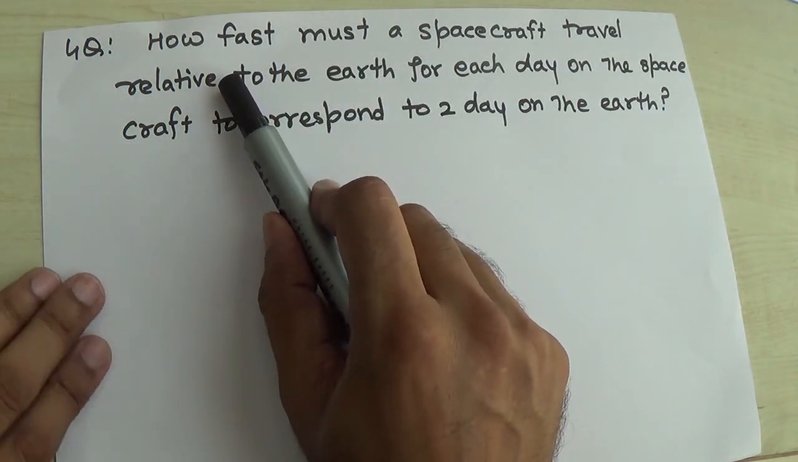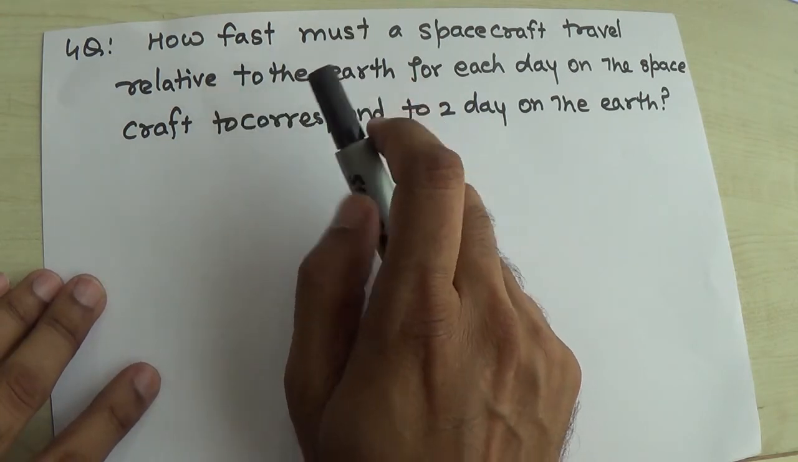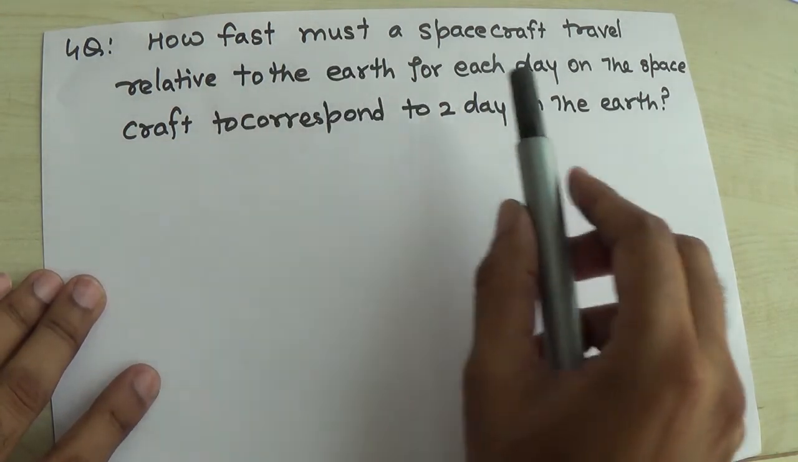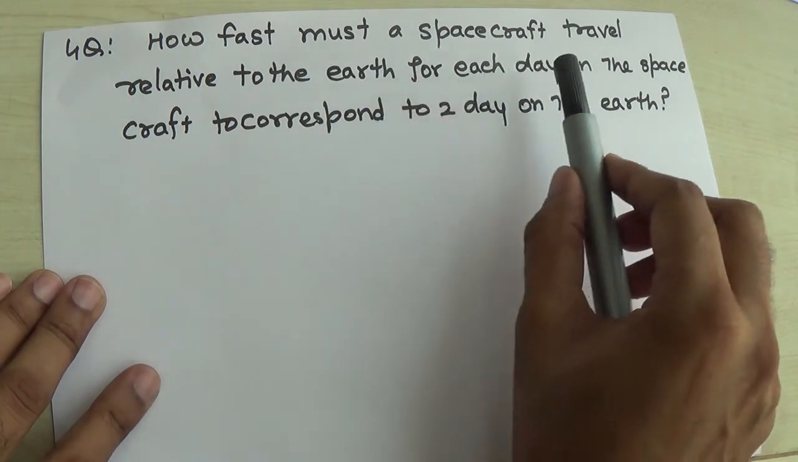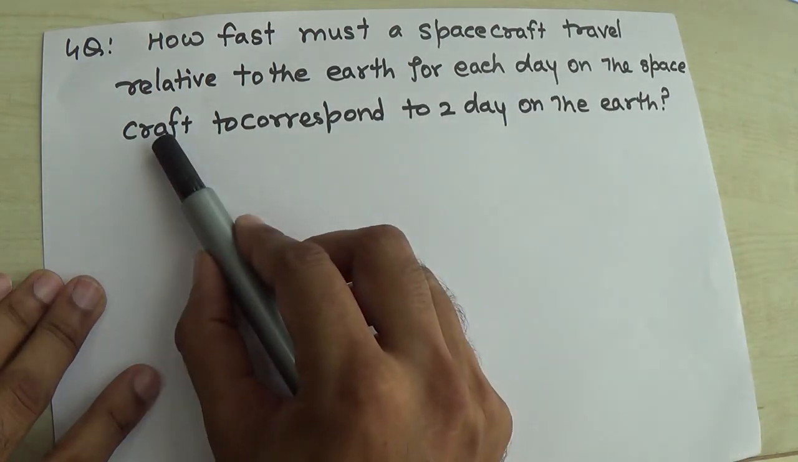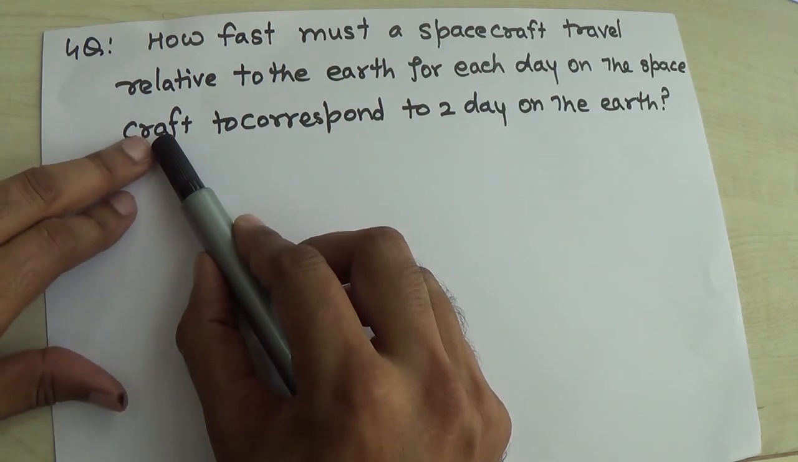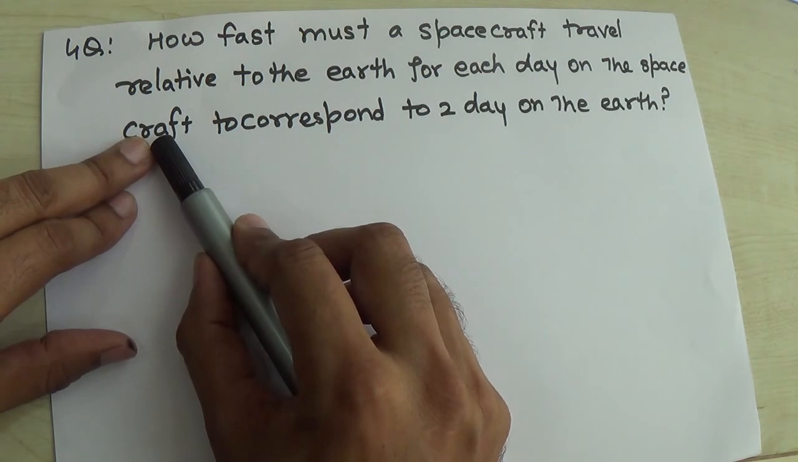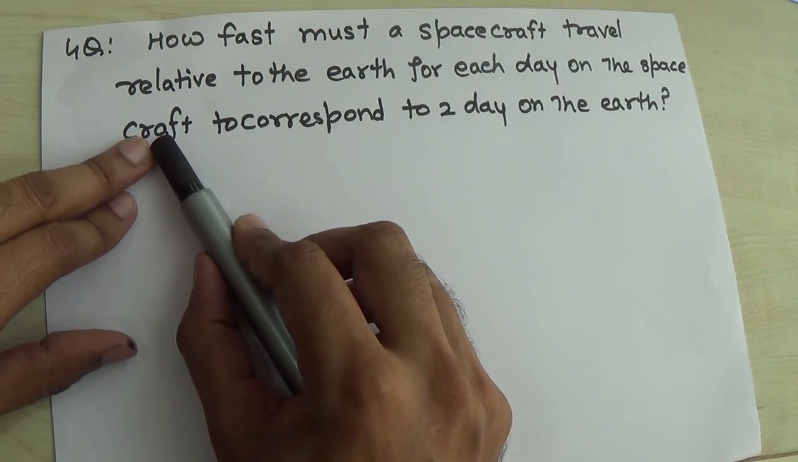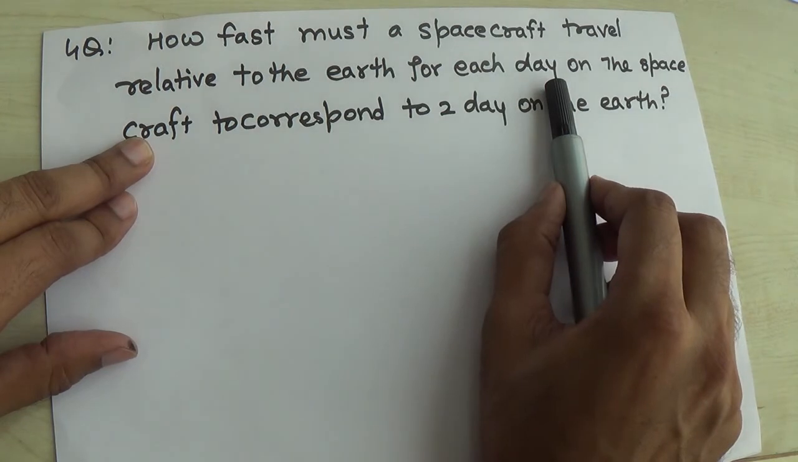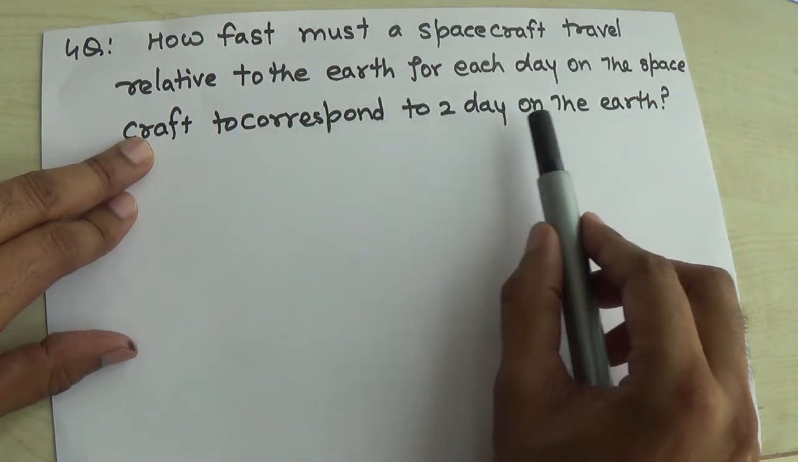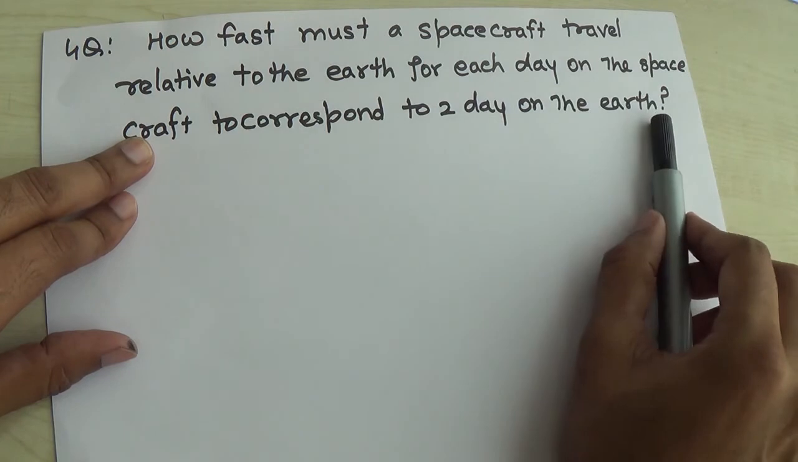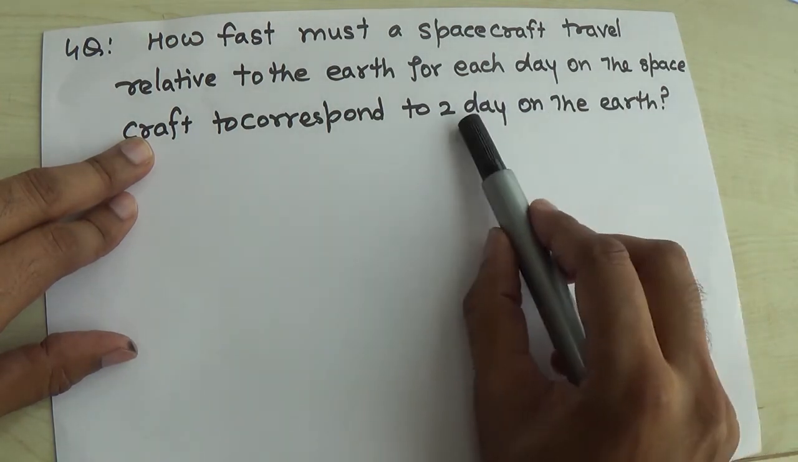In this statement the question is clear that we have to find out the velocity relative to the Earth for each day on the spacecraft. The spacecraft is a moving frame, and the time on the moving frame is denoted by T naught. So one day will be T naught, corresponding to 2 days on the Earth. Here Earth is a rest frame and time is given as 2 days.